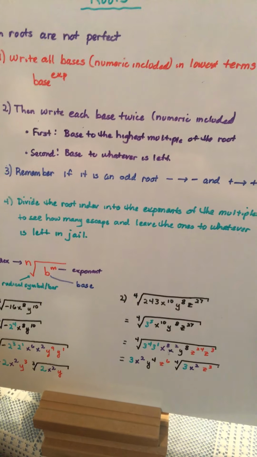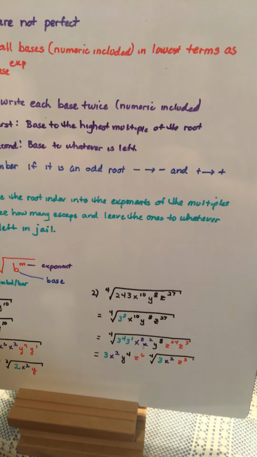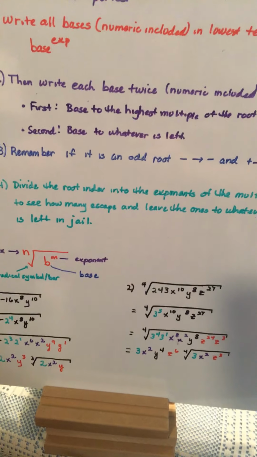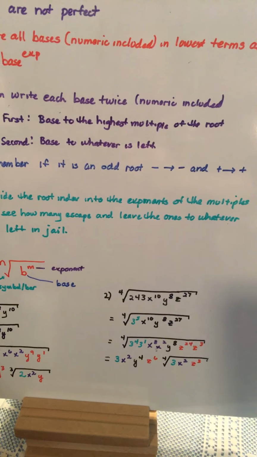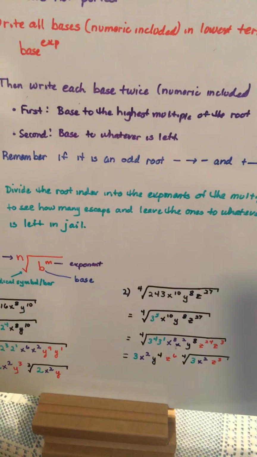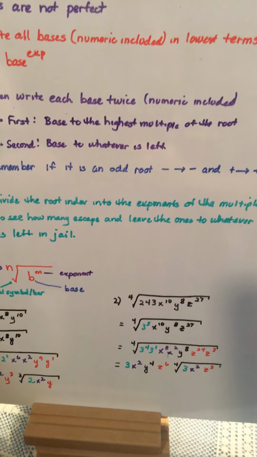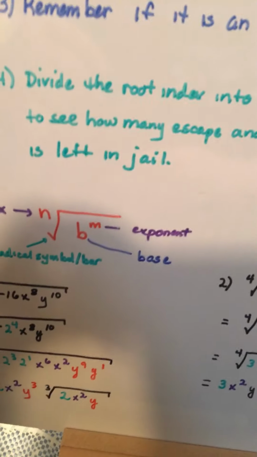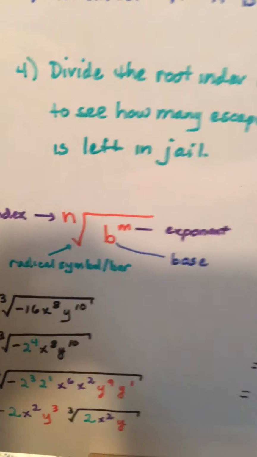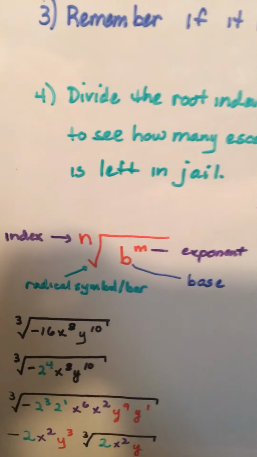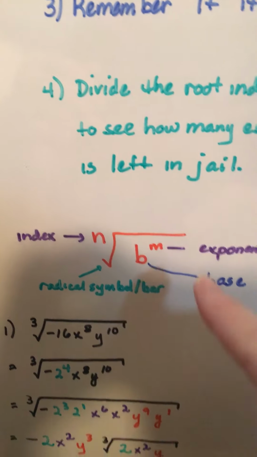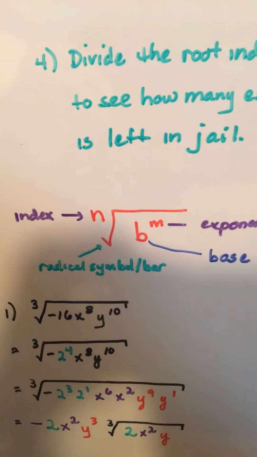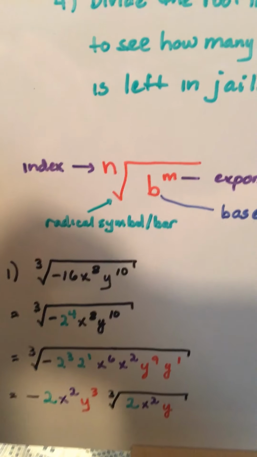Remember, negative stays negative and positive stays positive in an odd root. And what we'll find out is we'll divide the index into the exponent that's a multiple to see how many we can take out. And the one that was not a multiple will stay in. This, of course, makes more sense when I use the examples. All this stuff is in your notes, by the way. Remember, the root is called an index. This is your exponent, your base, and the symbol itself is called the radical bar or the radical symbol.